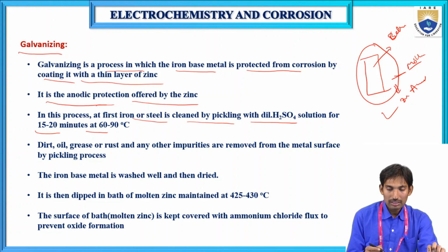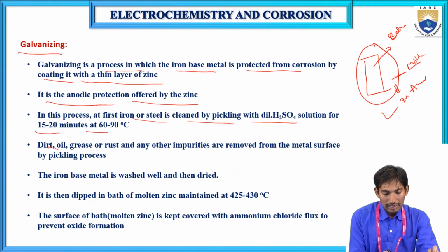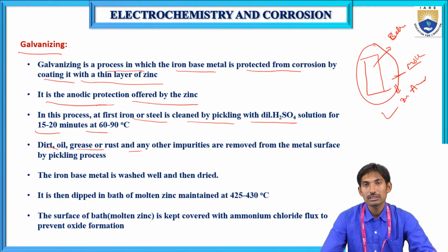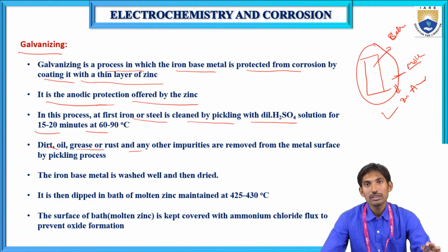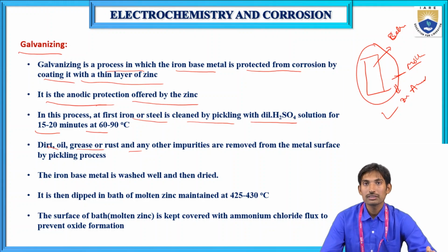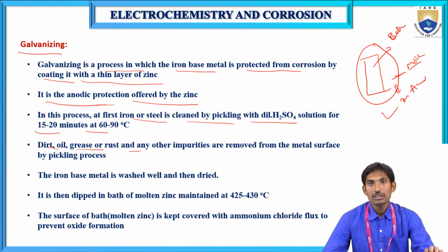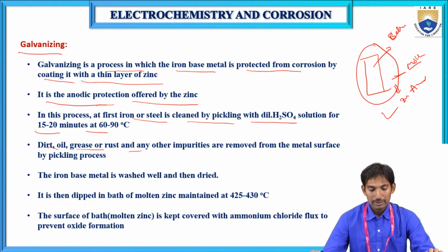In the pickling process, what happens? Oil, grease, rust and any other impurities present on our base metal will be removed by the pickling process. What is the pickling process? Our base metal is cleaned using dilute H2SO4 for 15 to 20 minutes at 60 to 90 degrees centigrade. This process is called pickling. By the pickling process, we can remove the impurities present on our base metal.